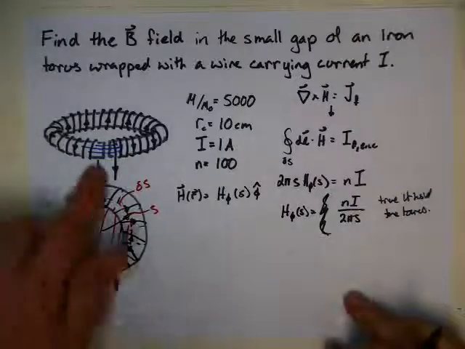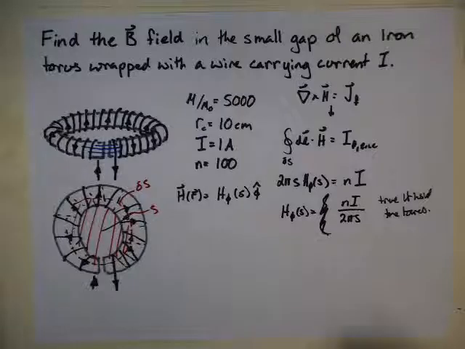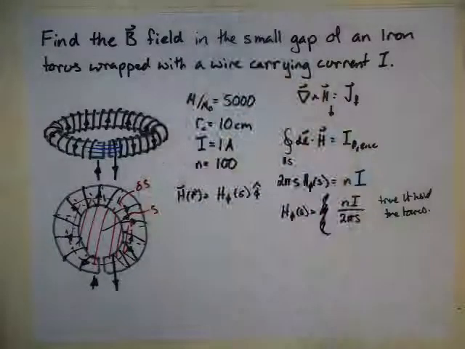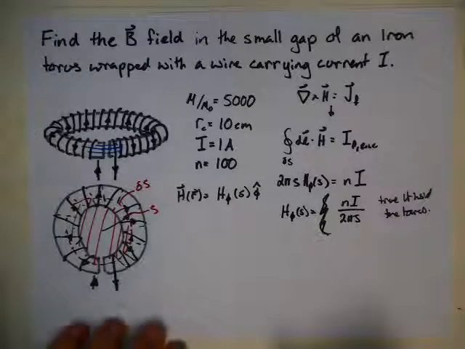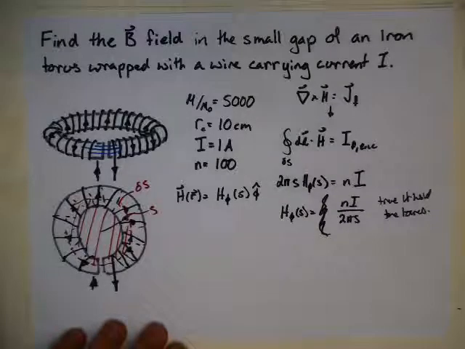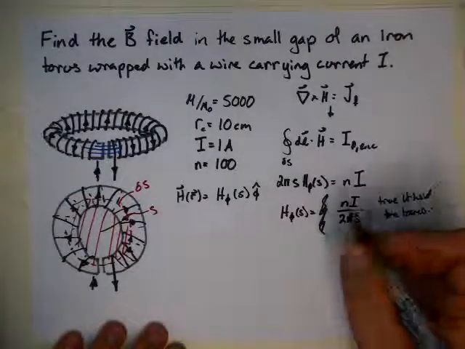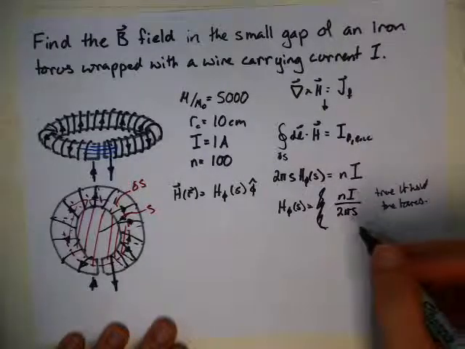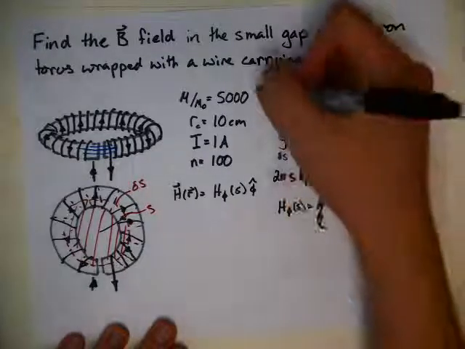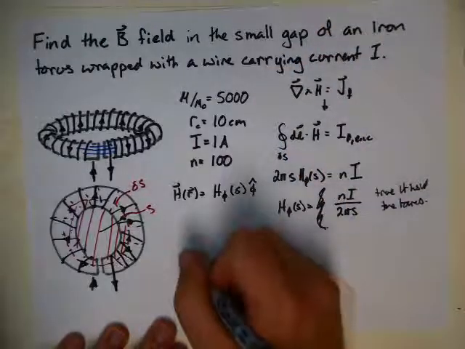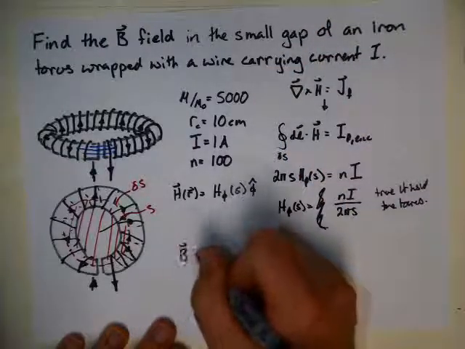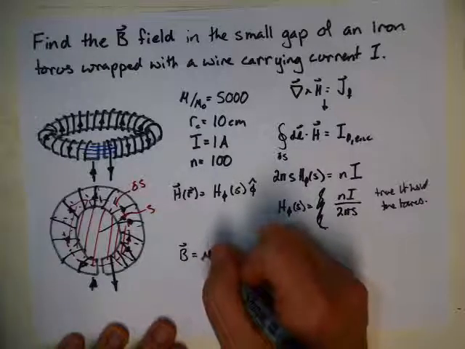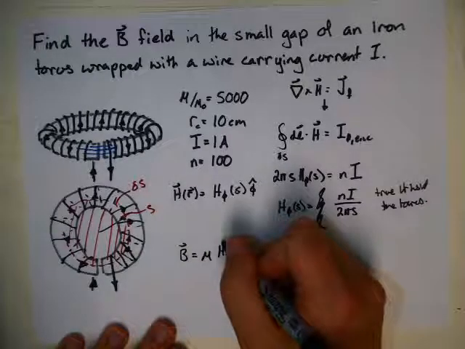Okay, but what about in this small gap? Well, to find the field in the small gap, we have to get from this H field to the magnetic field B. And to do that, we're going to use the following constitutive relation, which is for a linear material, which we're assuming that we have. For a linear material, the magnetic field B is going to be mu times the H field.